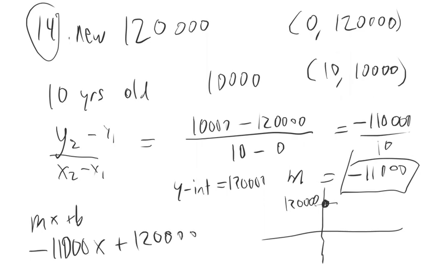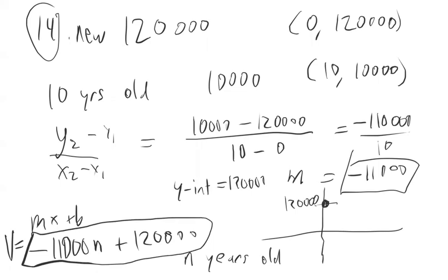Now there's only one problem though. This problem says the age of the truck is in years. So instead of x, you have to plug in the letter n for the age of the truck. So I'm going to erase this letter x and put in the letter n. So now my answer is the value of the truck when it's n years old is equal to negative 11,000 n plus 120,000. That right there is my final answer. Perfect.